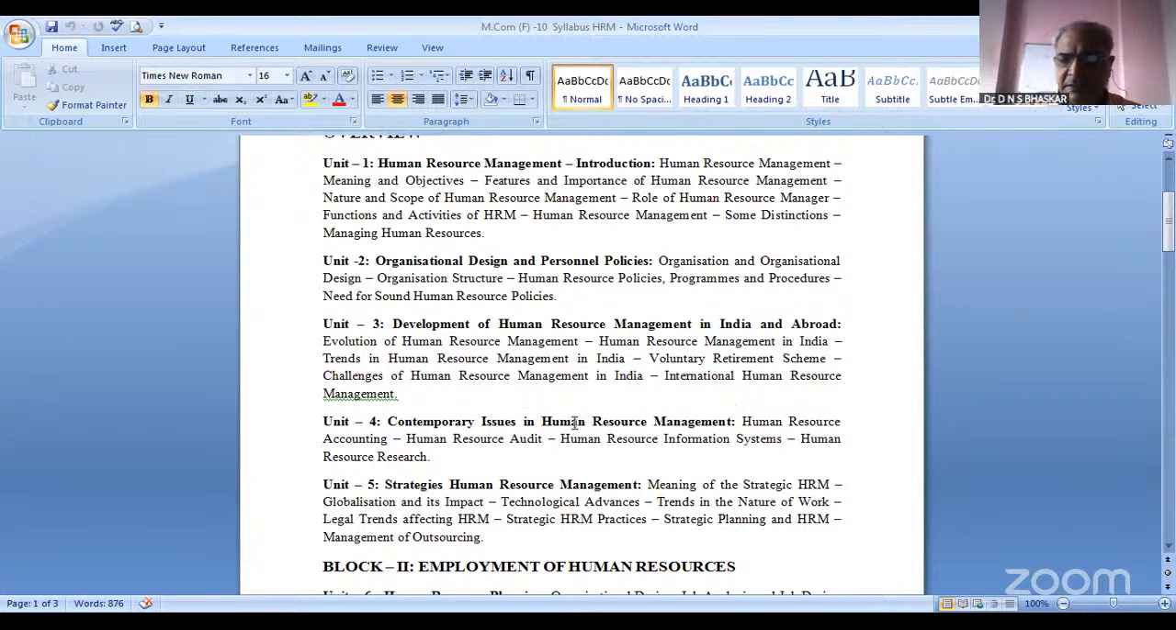And various contemporary issues in human resources management. That is one. Human resources audit, human resources information system, and all the aspects that are going to be in the particular session. Then unit number 5 is strategic human resources management. These are talking about the strategic HRM practices and strategic level planning in human resources management.